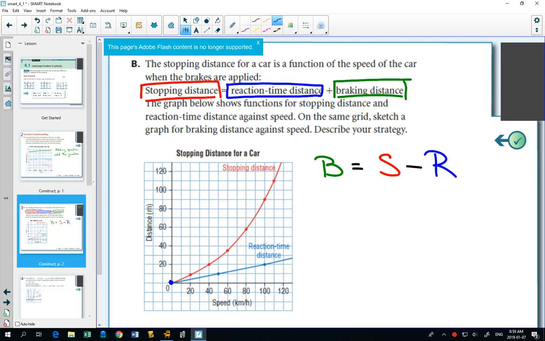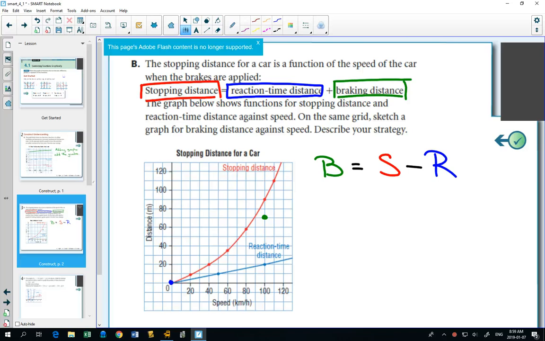So if we take 100 kilometers per hour, right, it took us 90 meters to stop completely. We traveled 20 meters during our reaction. Does it make sense that your braking distance was 70? So if it took 90 meters to stop completely, is that better now? Okay.